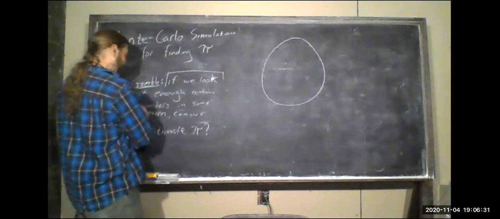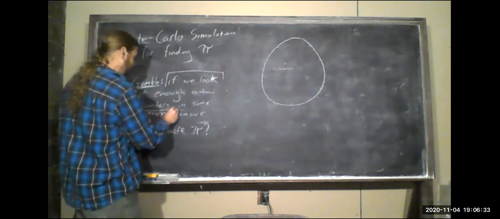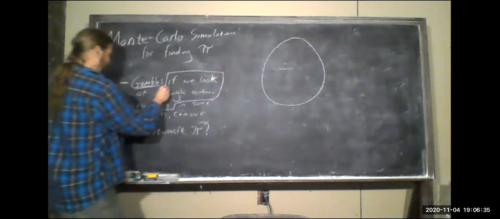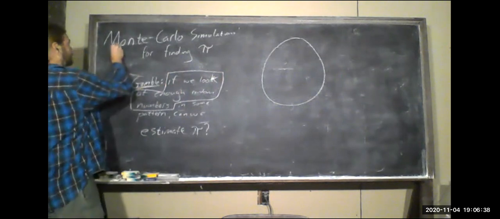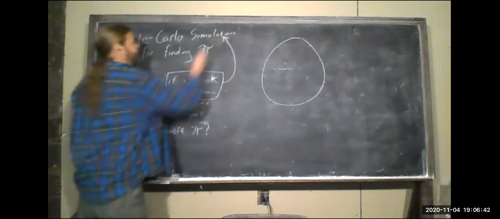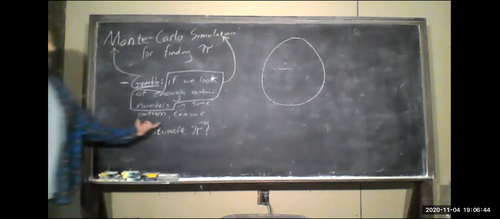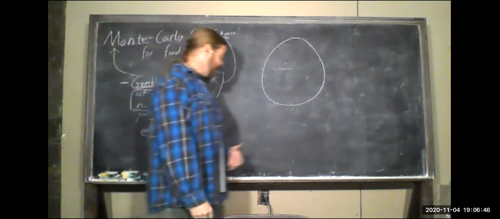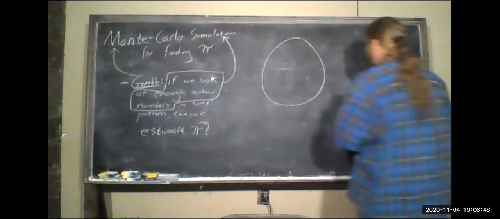If we look at enough random numbers, so gamble for the Monte Carlo part, look at random numbers, that's what simulation means. Can we find a reasonable estimate about pi? So we might need the things we know about circles.